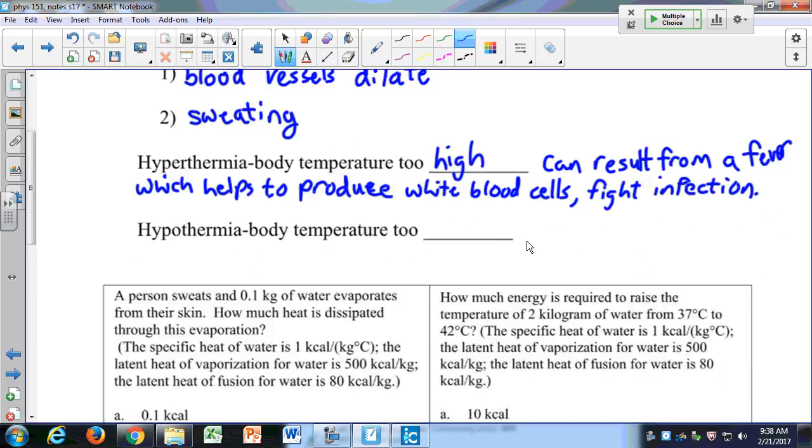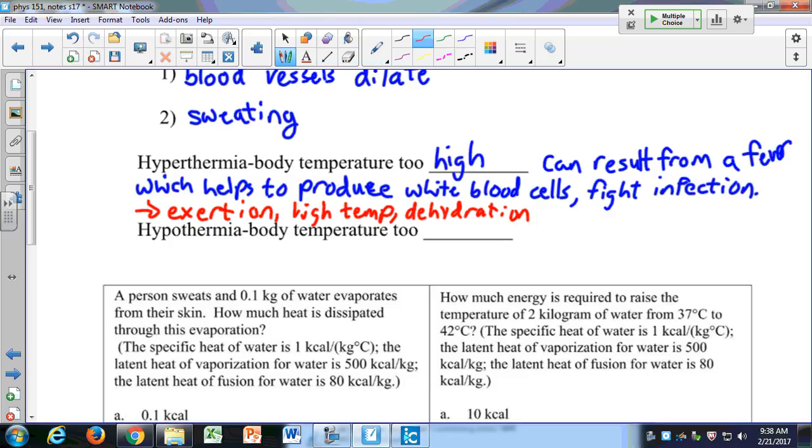Hypothermia is the body is too cold. Your body temperature can be too high not just from illness, but from overexertion or dehydration, and your body just isn't able to cool itself. So another way is exertion combined with high temperatures, combined with dehydration.